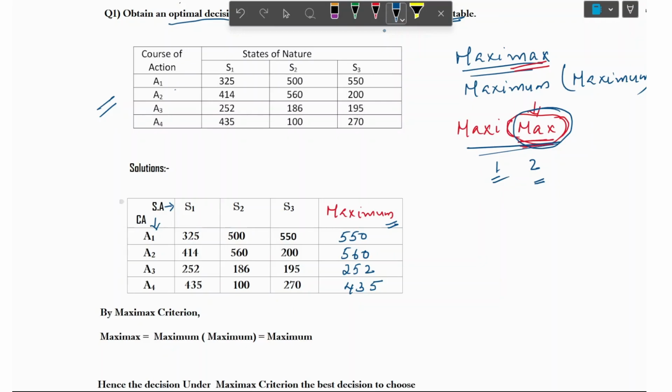Suppose in the examination S1, S2, S3 are on the left hand side, and on top it is A1, A2, A3, then you are going to make an extra row, not column. That I'll show you next.